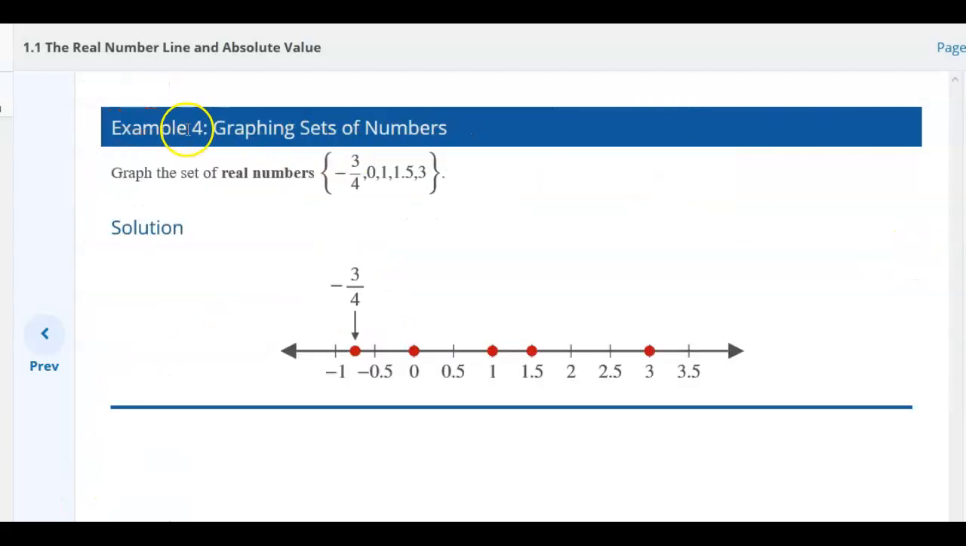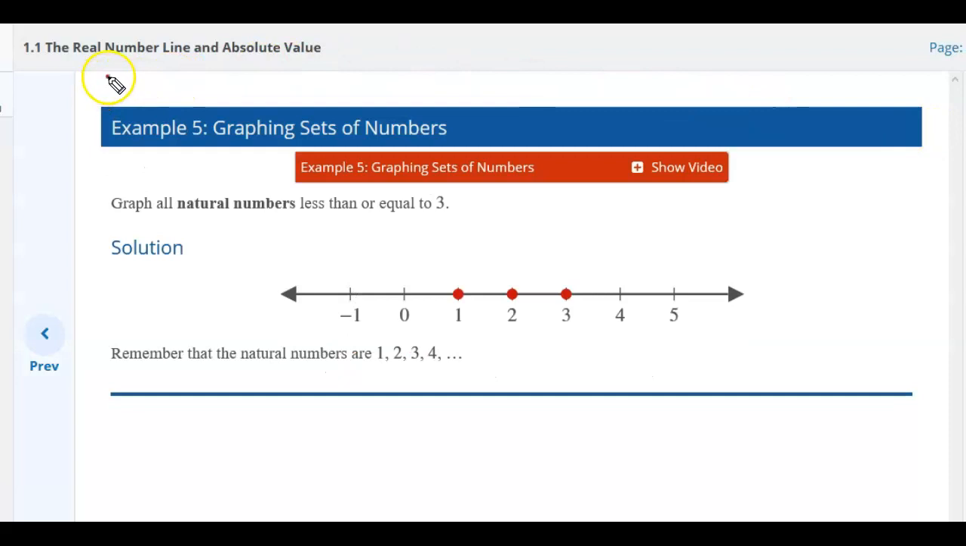Now, for example 4, again, you're going to write that down. Graph on a number line. So, again, you're going to sketch this and then carefully put your points in so you get an idea of what these are like. And again, pause.